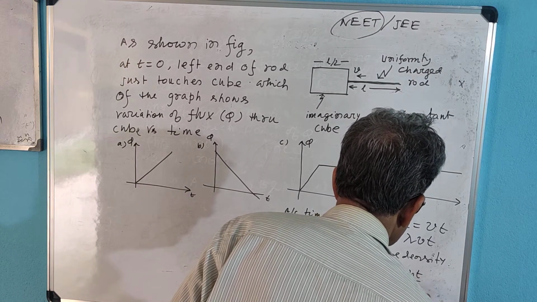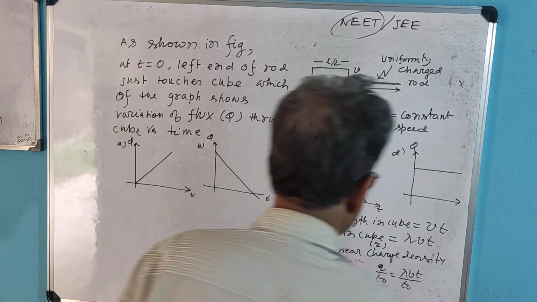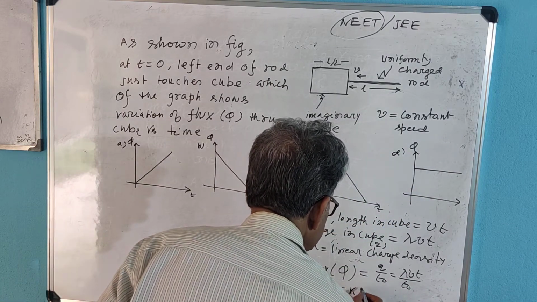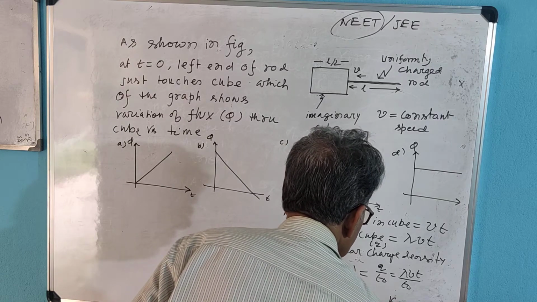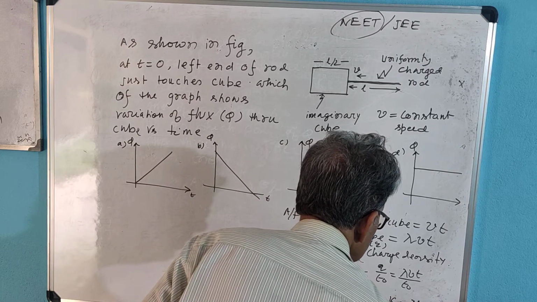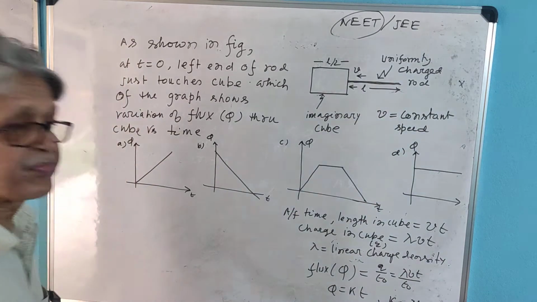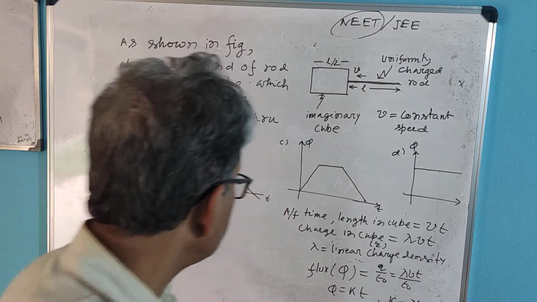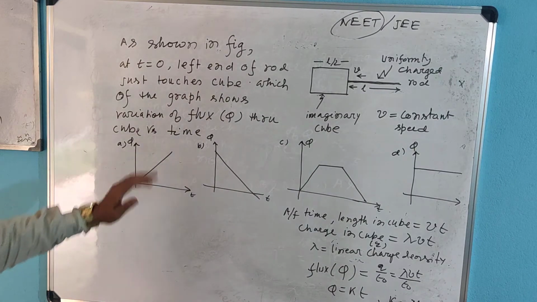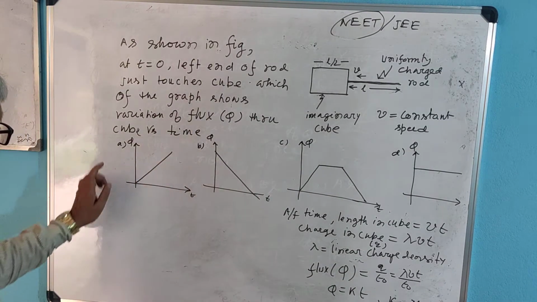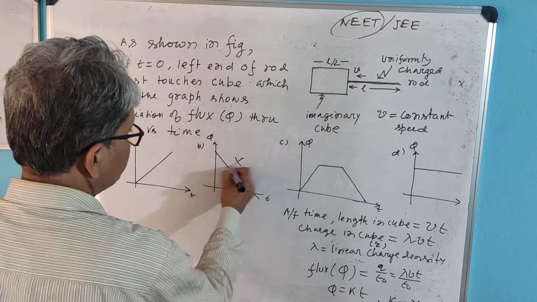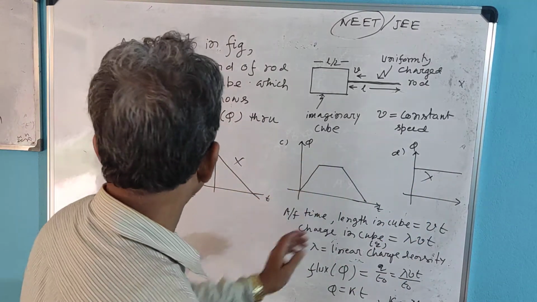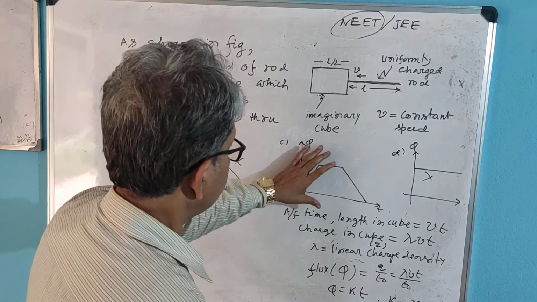That is lambda v t by epsilon 0. Lambda and v are constant, so phi equals k t, where k is a constant equal to lambda v by epsilon 0. So this curve is a straight line. So you may cancel this. This is also a straight line, but this is somewhat complicated.